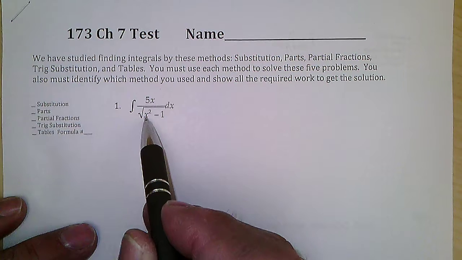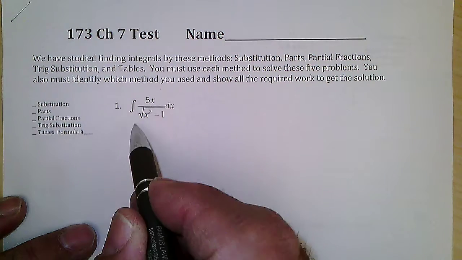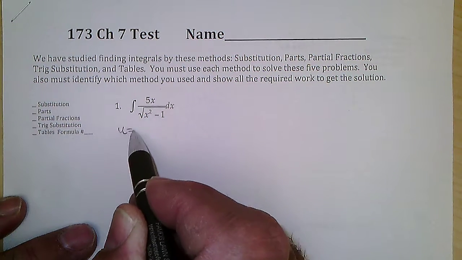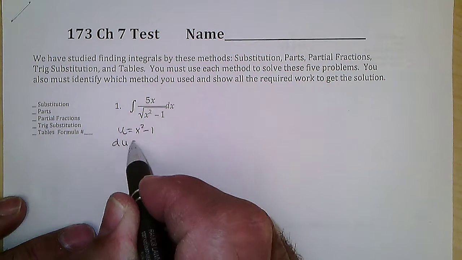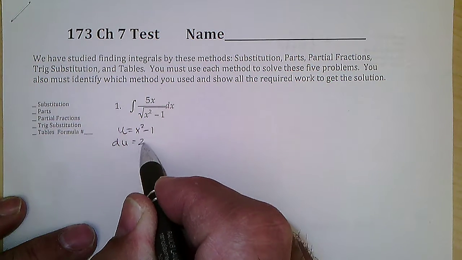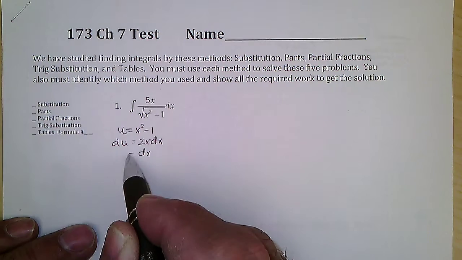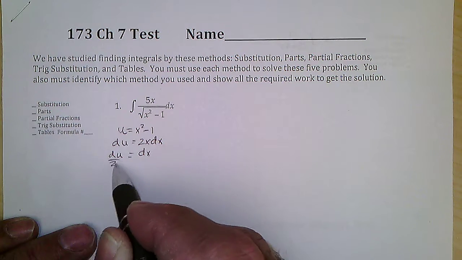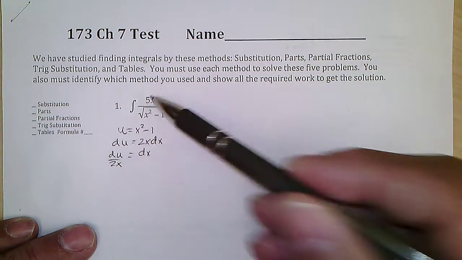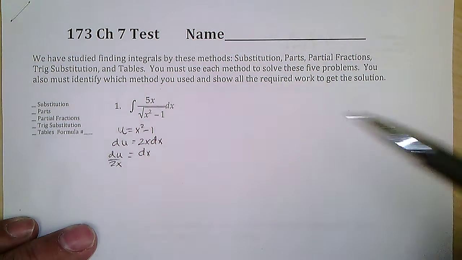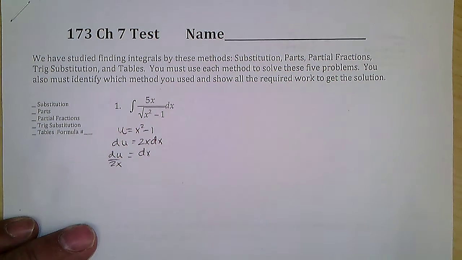For example, this one, substitution. Could we do substitution on this one? Let's see. If we let u equal x squared minus 1, du would be 2x dx, and so dx would be du over 2x. So substitution would work on this because this x would cancel that x, and this would be a pretty simple one to do with substitution. So it could be done with substitution.